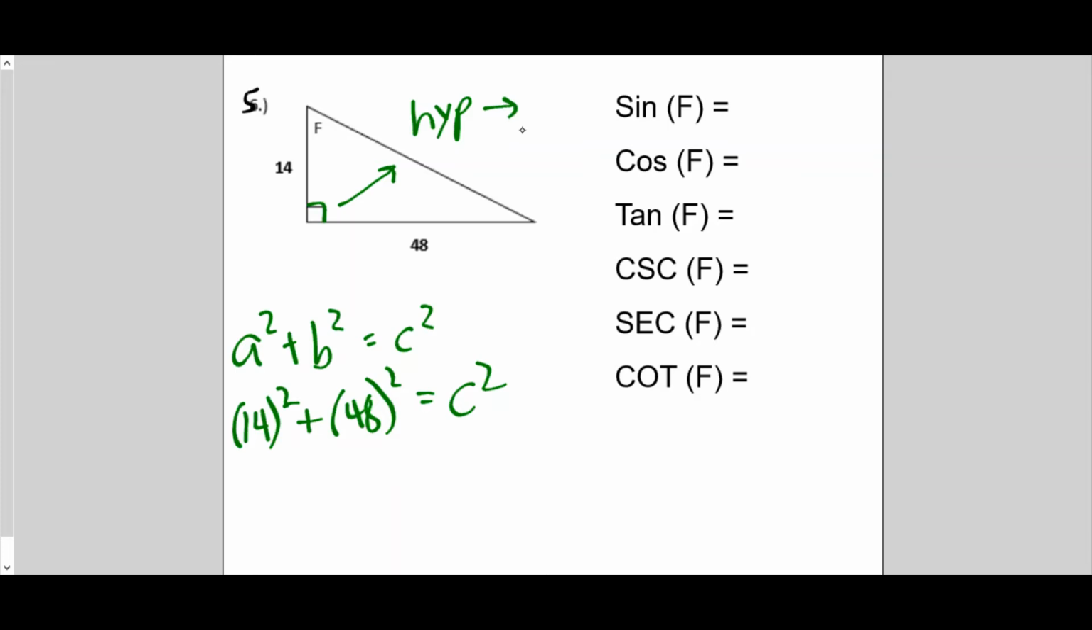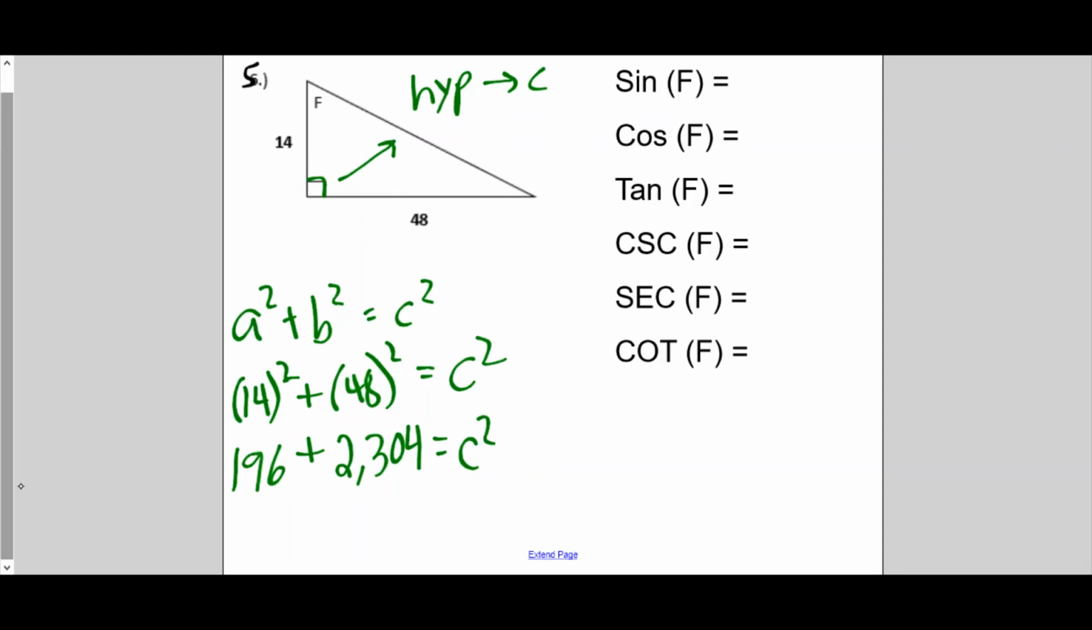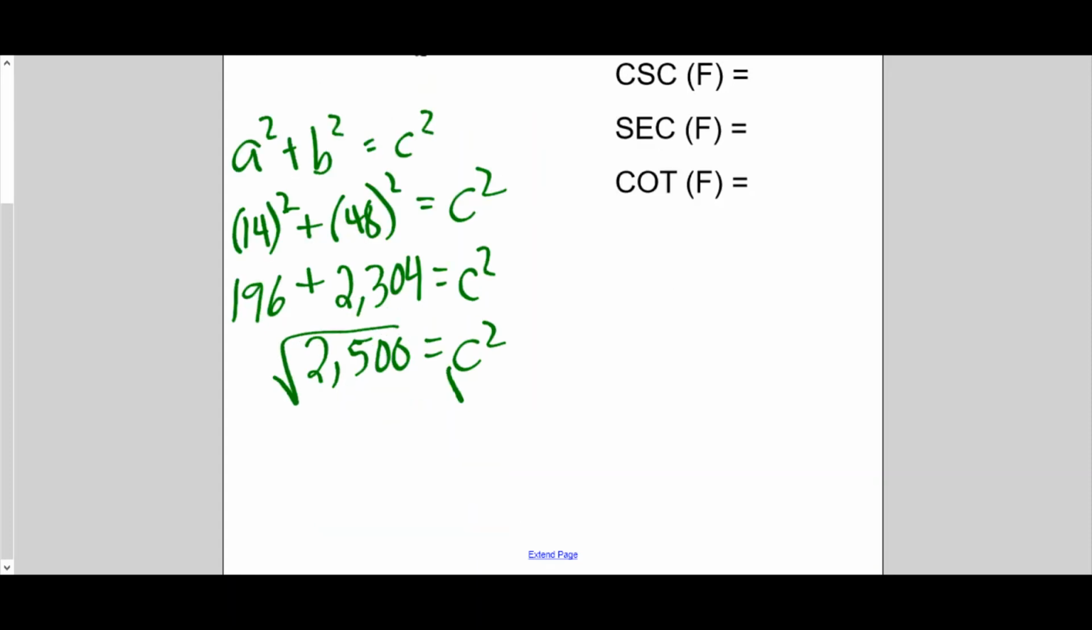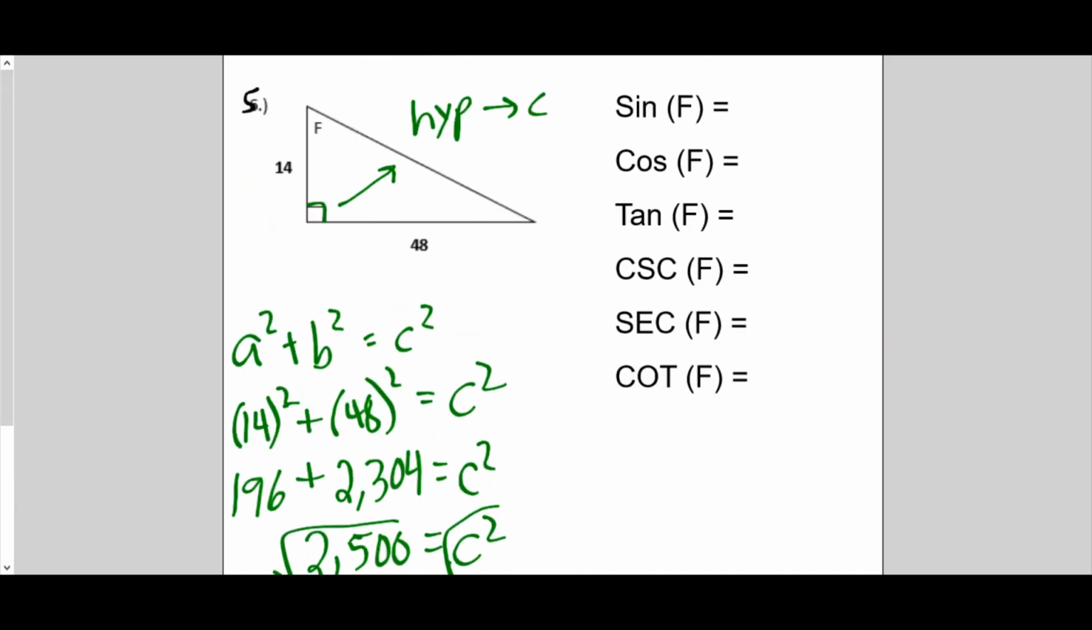This is your C. So if we plug this stuff into the calculator, what you're going to get is 196 plus 2,304 equals C squared. When you add these up, you get 2,500 equals C squared. Take the square root of both sides, and you get that 50 equals C. So this is the length of the hypotenuse. So I'm going to go back to the triangle, pause the video if you need to finish this. I'm going to go back to the triangle and label the hypotenuse as 50.